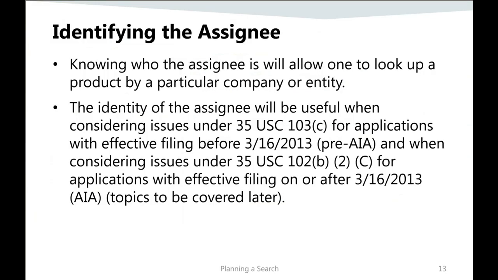Knowing the identity of the assignee may suggest related products that can be searched in association with a particular company or entity. It may also be useful in identifying when issues may arise under 35 U.S.C. 102(b)(2)(C) in AIA applications or under 35 U.S.C. 103(c) in pre-AIA applications. These issues will be addressed in a later presentation.